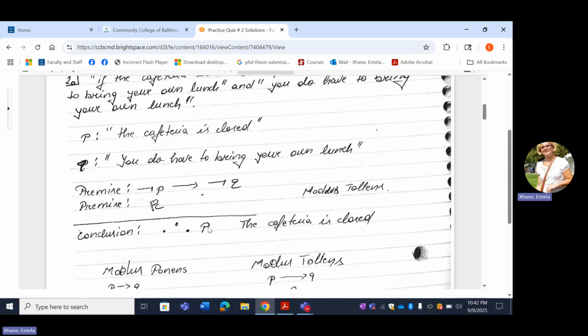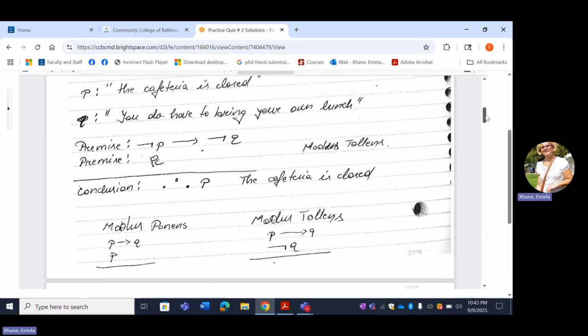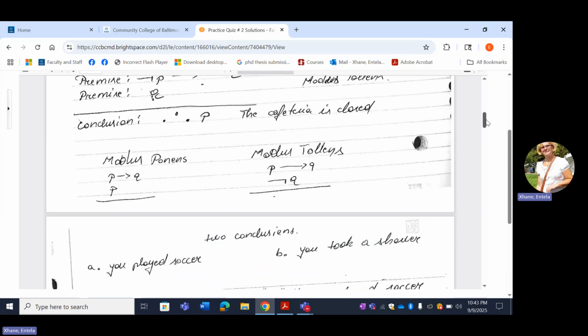But what is not S? Not S is actually P. If I call S to be not P, then not S is going to be P. So that concludes that the cafeteria is closed. And these are the two rules that are applied to number 1 and number 2.